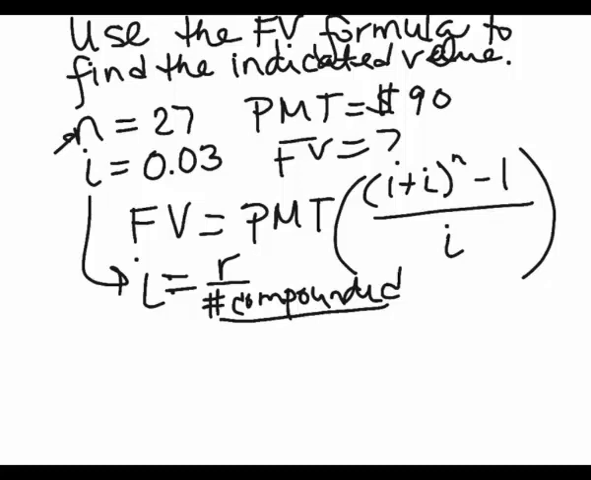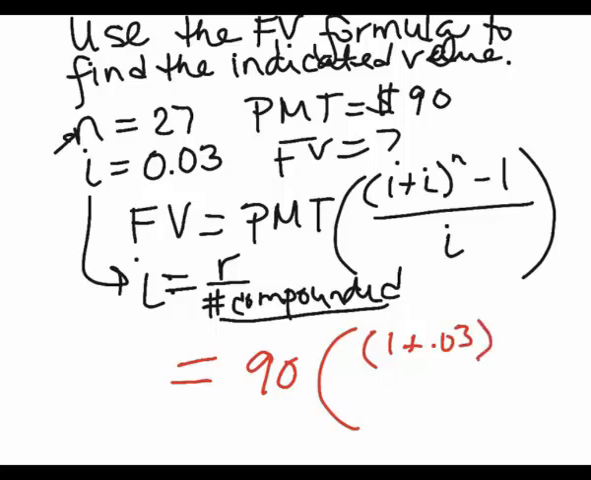You're just filling in the formula. It's kind of like a plug and chug. You're having 90, open parentheses, 1 plus i, which is 0.03, raised to 27, minus 1, all over 0.03.